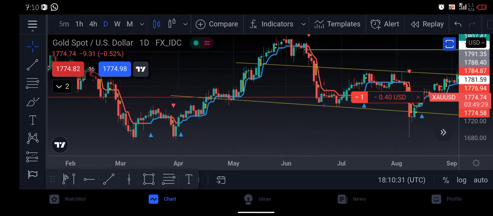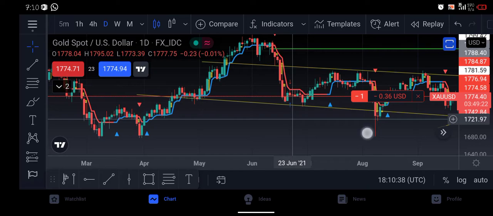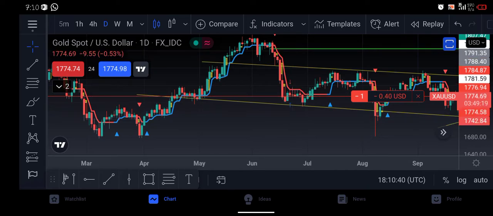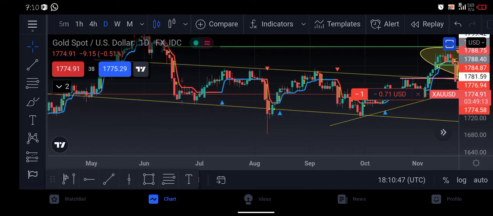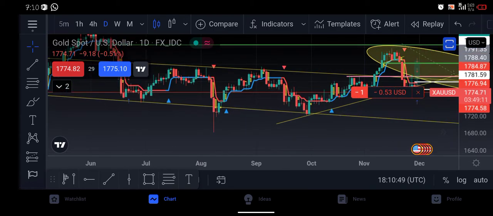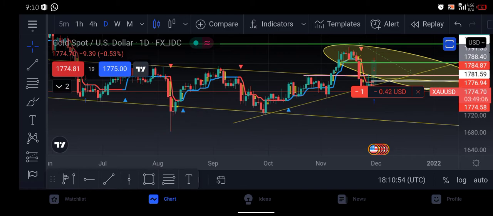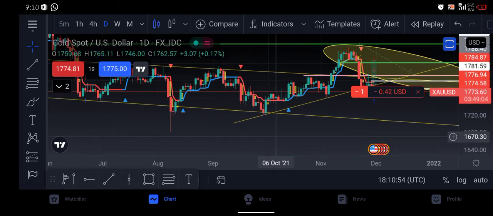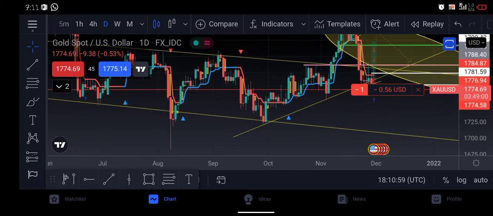So let's look at what is currently going on in the market, and probably we can analyze the distance at which it is going to move and where it's going to move to. So let's just go to what is happening currently in the market. I'm really sorry for this delay. You know, we are using our mobile. So anyways, as you can see in the market right now, the market is in a channel.